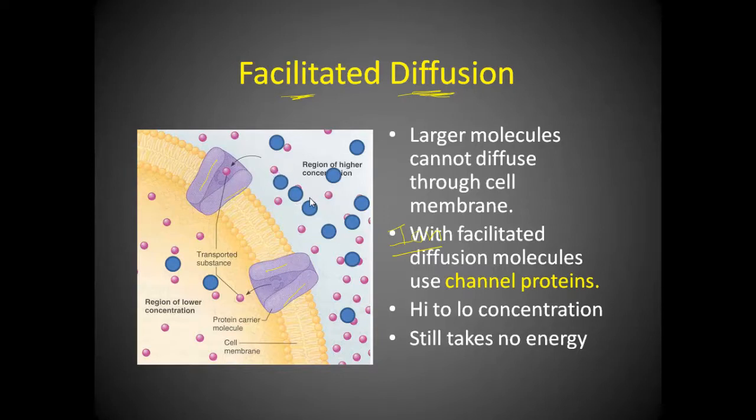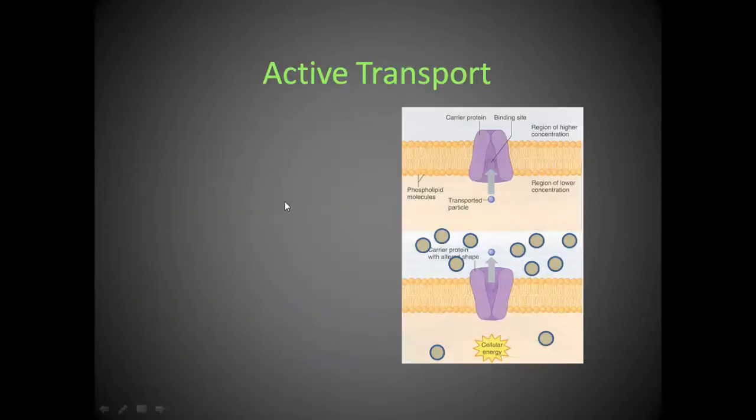First of all, these are too big, or they're charged, so they can't fit through the cell membrane. So what's going to happen? As long as this channel protein is open, they're going to diffuse from high to low. So that's the process of facilitated diffusion. Again, with larger molecules or ions that can't fit through or won't go through the cell membrane.